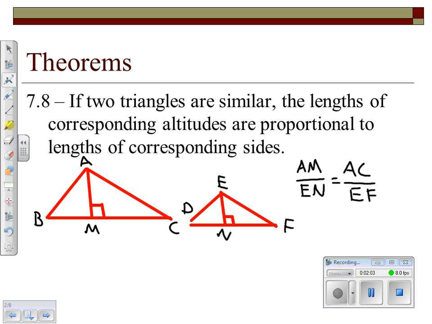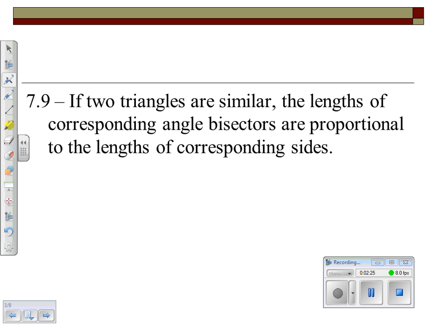And like we've seen a lot already, there are a lot of different ways to set this up. It doesn't have to be just that way. You can have it flipped over. Instead of AC and EF, I could have chosen AB and ED. I could have chosen BC and DF. Doesn't matter. So that works for the altitudes. The same idea also works for the angle bisectors. So for this one, if two triangles are similar, same hypothesis as last time, the lengths of the corresponding angle bisectors are proportional to the lengths of the corresponding sides.